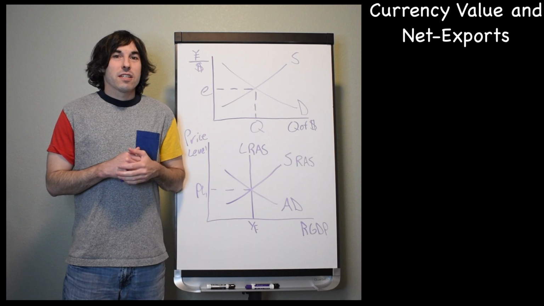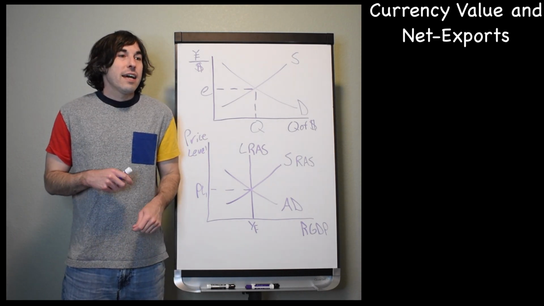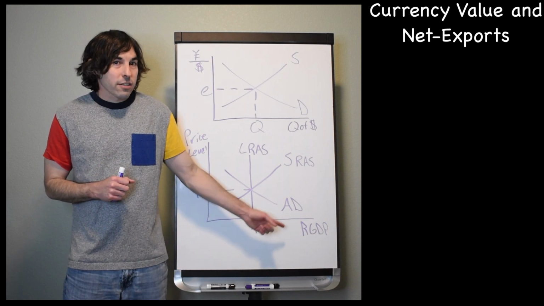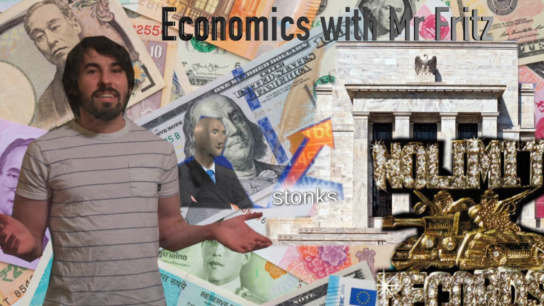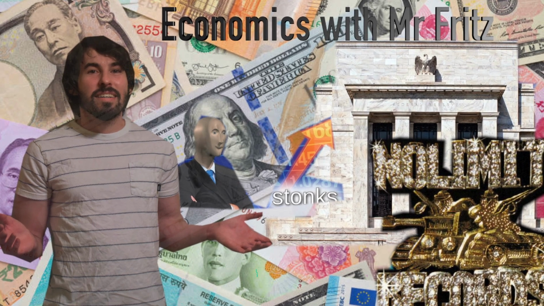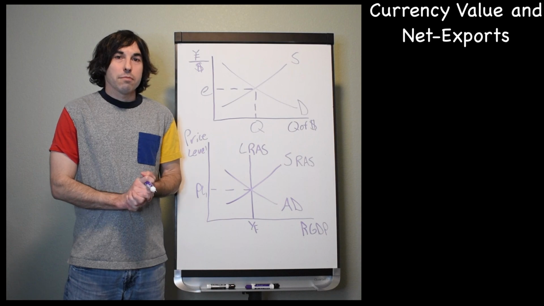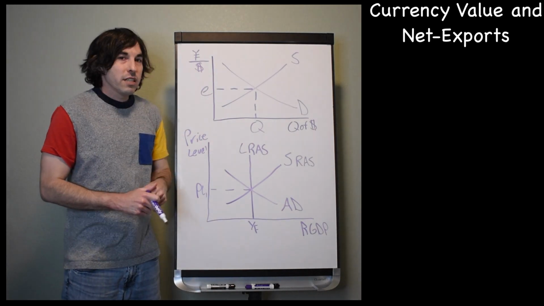Today we're going to talk about an appreciation or depreciation of a country's currency and how that will affect net exports and aggregate demand. I'm going to show you two separate examples here for how this will work. We're going to be comparing the US dollar to the Japanese yen.